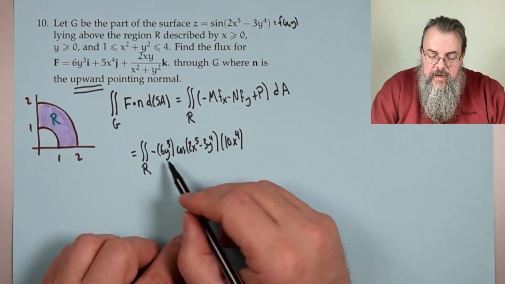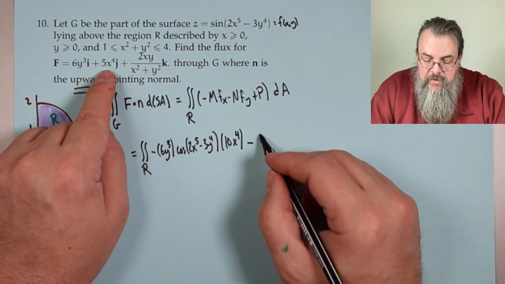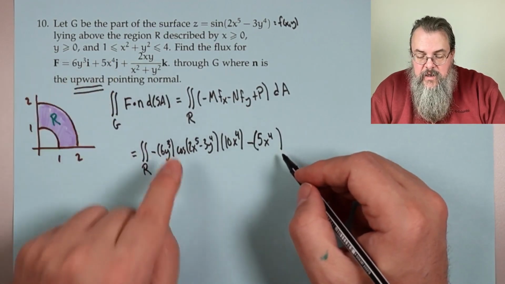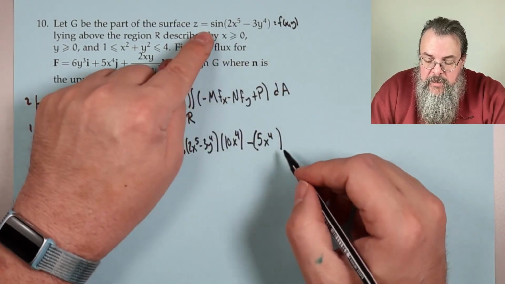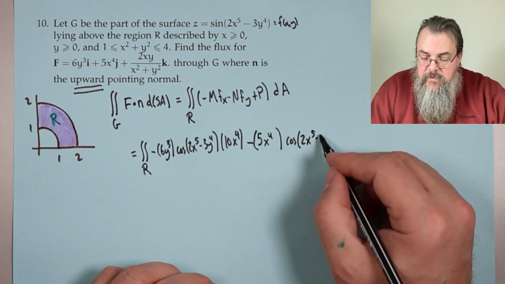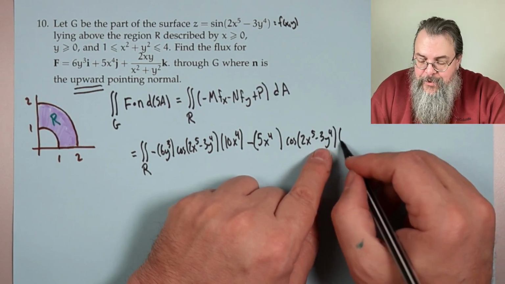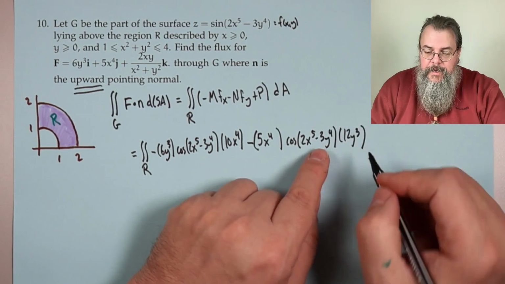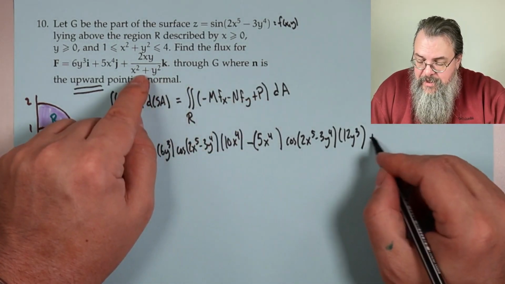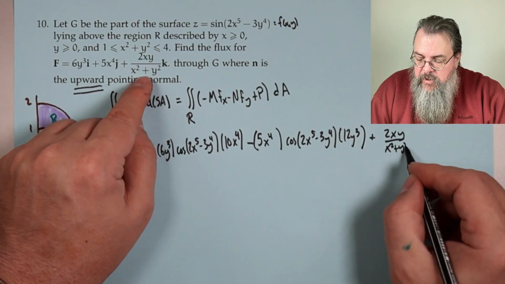Okay, so this is our minus 5x to the fourth, times our fy. Okay, so there we go, fy. Derivative of sine is cosine. Inside stays the same, times the derivative of the inside with respect to y, 12y cubed. Okay? And then plus 2xy over x squared plus y squared.